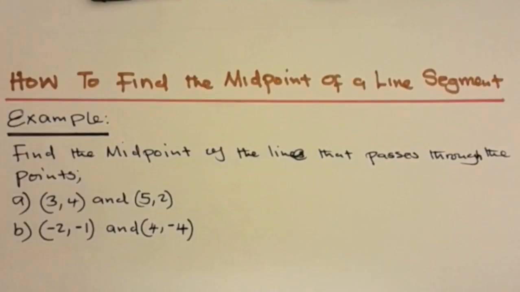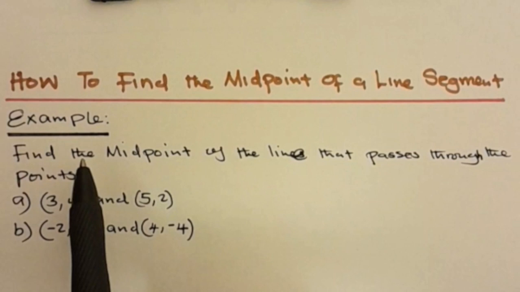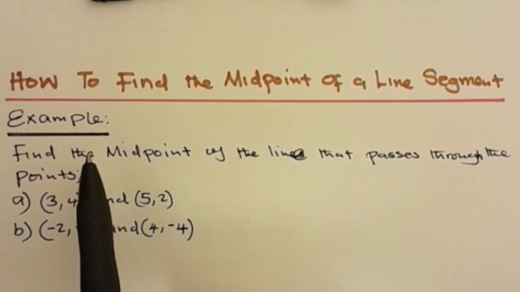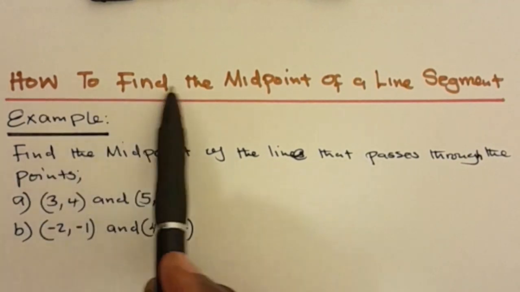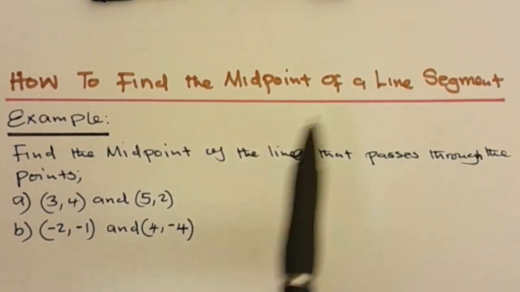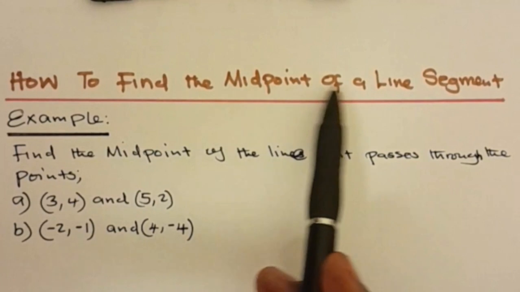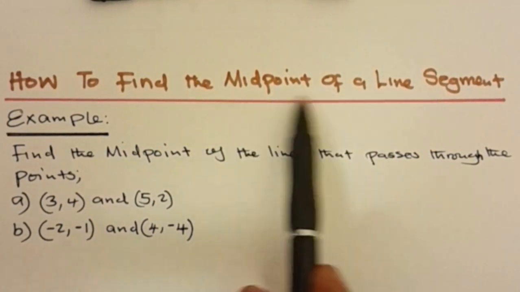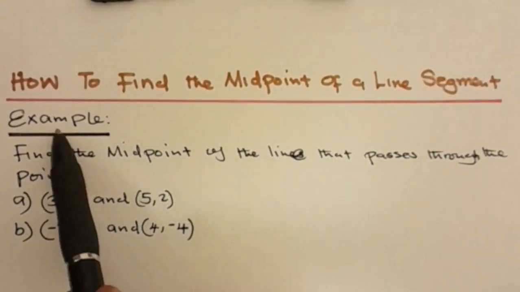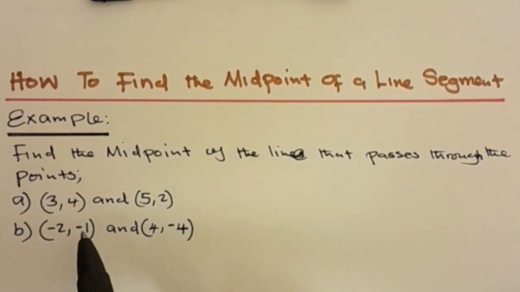Okay, so the first thing we are going to look at in this series of topics on coordinate geometry is how to find the midpoint of a line segment. So we need to know how to find the midpoint of a line segment. So let's look at this example.